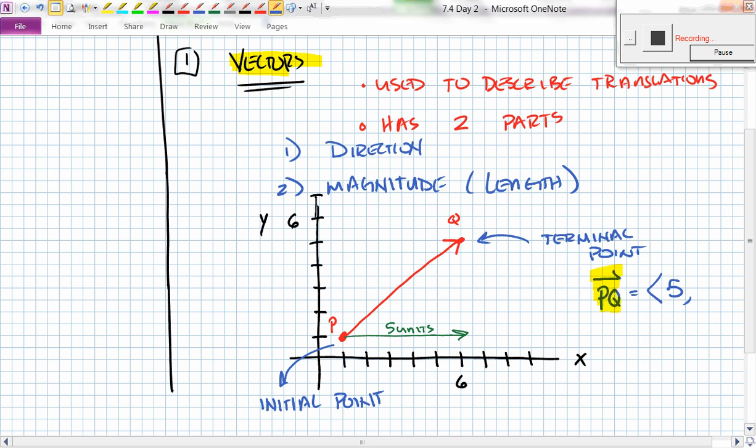Now I count how many units up I need to go to get the y component of my vector. So that's going to be 1, 2, 3, 4. So I need to go up 4 units. So the y component is 4, and this is how we describe vectors in the plane. Vector PQ has components 5, 4, which means that for every 5 units to the right, I go 4 units up. And that gives me a direction and a magnitude, which are the two parts I need to find their components.